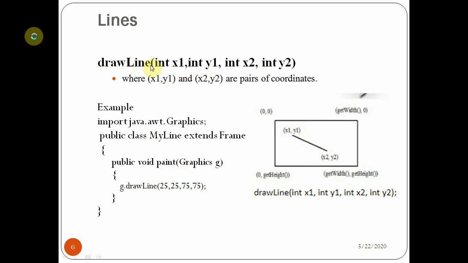The drawLine() method is used to draw a line, and as we all know, every line has 2 points, a starting point and an ending point, and every point is a combination of an x value and y value. So we have to specify the starting point and ending point here. So this is an example of the line drawing function.